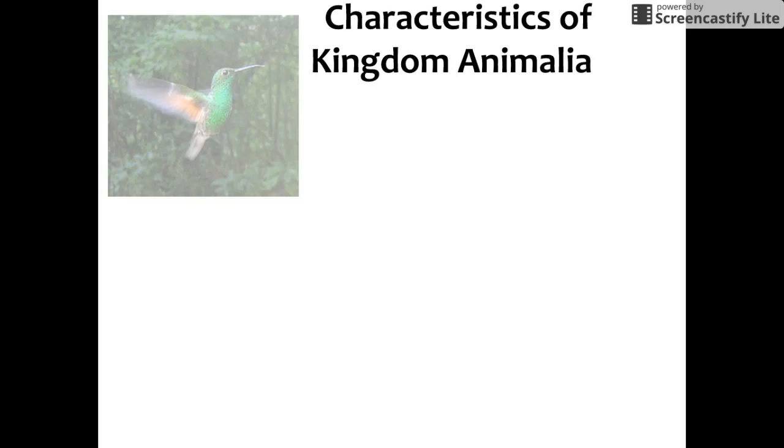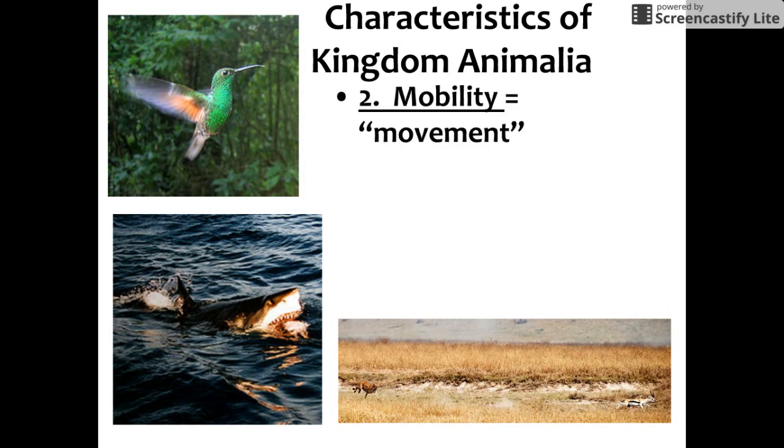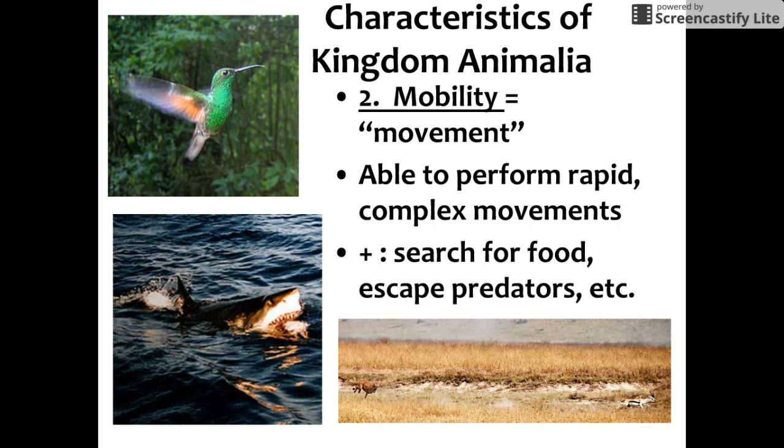Our second characteristic of animals, hopefully you'll notice a common theme. We've got flying, swimming, running. All animals are capable of movement. Many are able to perform complex, rapid movements, such as the gazelle trying to escape the cheetah in the bottom picture. In the note-taking, the plus indicates advantage. So the advantage of movement is that animals are able to go out and search for food, mates, new habitats. They can escape predators. There are significant advantages to being able to move about rather than being anchored to one place, like a plant.